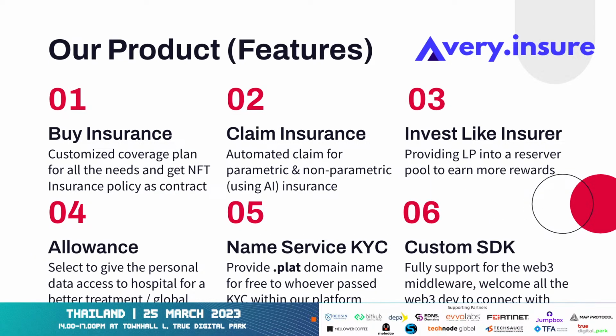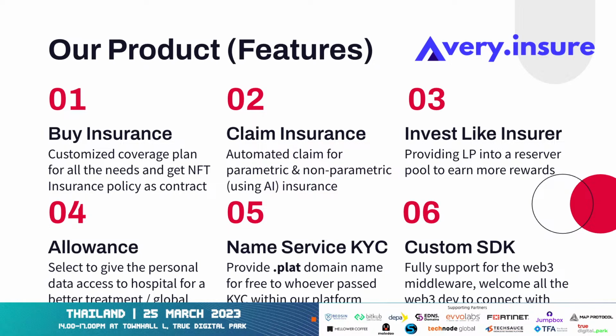Next slide. For Very Insure, you can access really.insure in your own browser or app, and we have 6 main features. First is buy insurance. You can buy insurance with us with your own coverage plan or a customized one, and then you get an NFT as a policy in return.